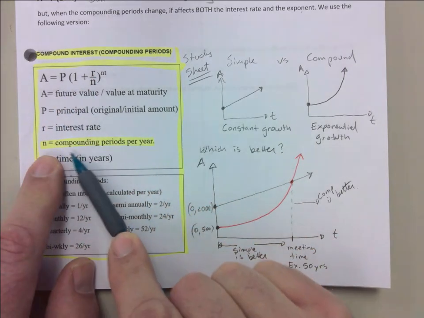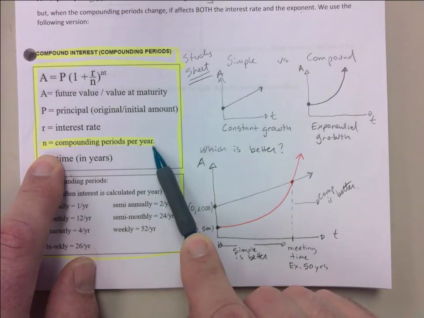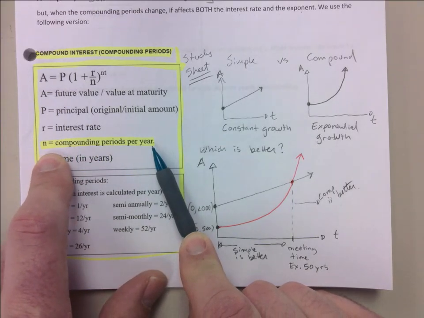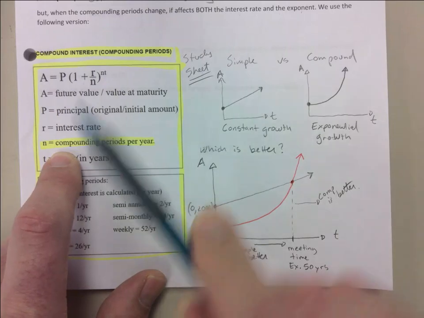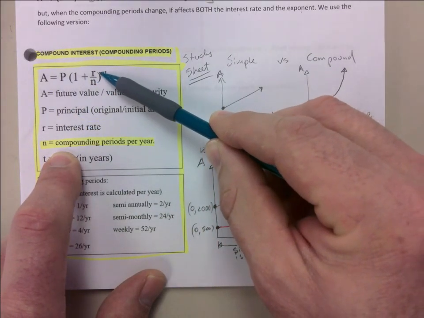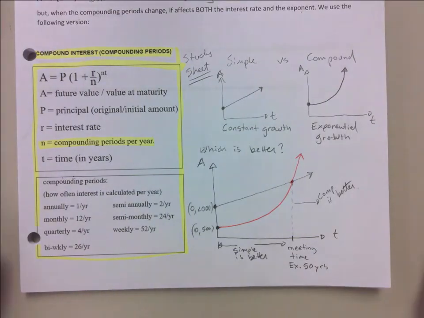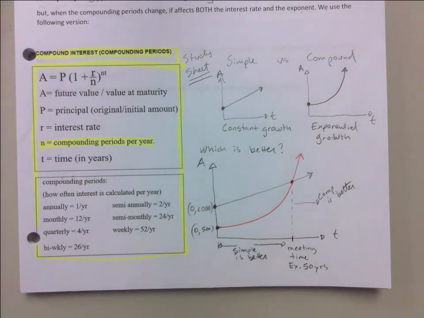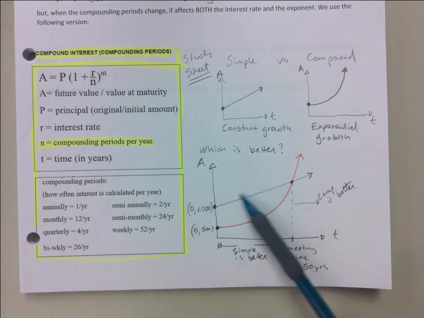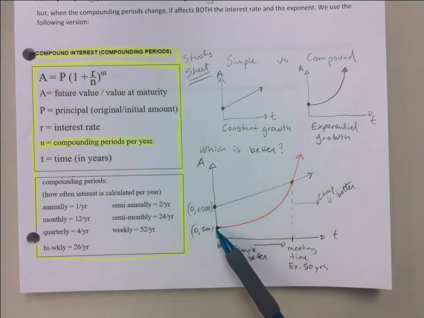N is for us the number of compounding periods, which is the amount of times that interest is calculated. And at the same time, you also have an exponent, n times t at the exponent. So this is an exponential function for that reason. Is it always better to have an exponential investment? Not always.